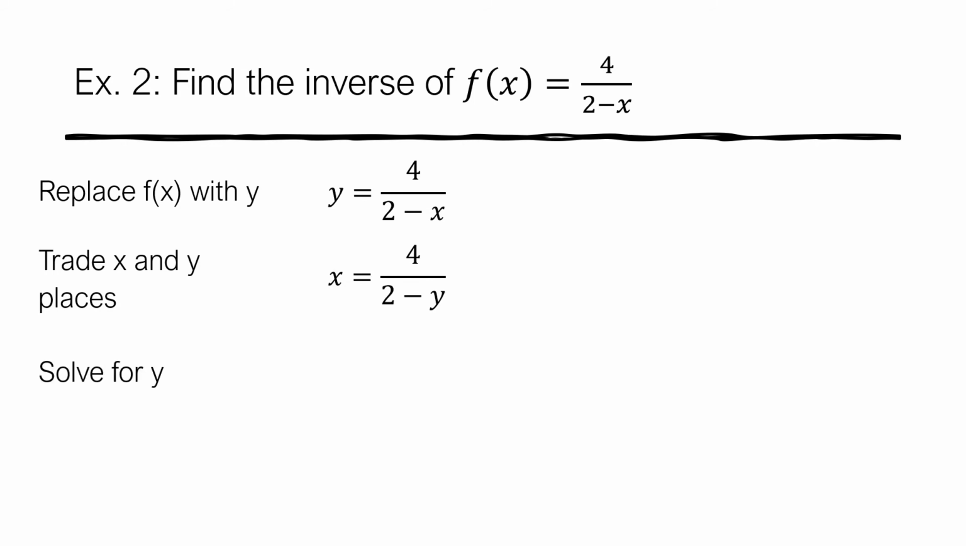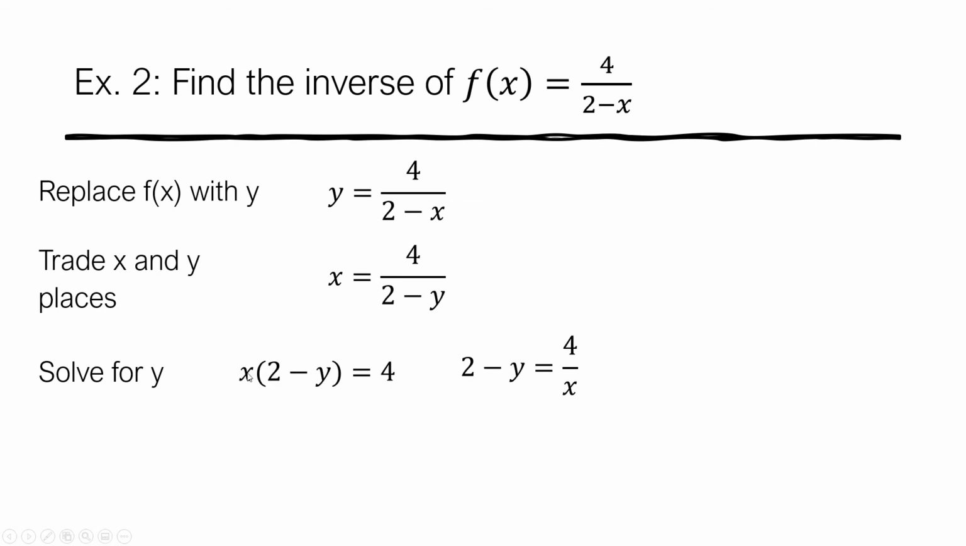Okay, now we have to solve for y. As we can see here, since the right side is being expressed as a proportion, we can use the concept of cross multiplication. So the 2 minus y is being multiplied to x. Now, the next step is we divide both sides by x.